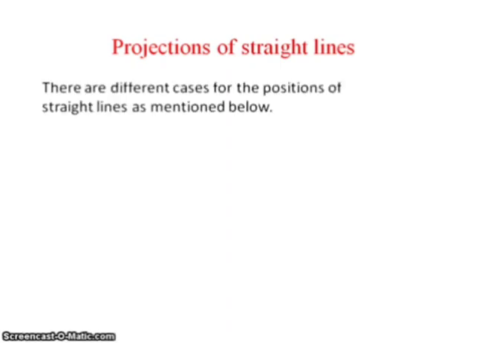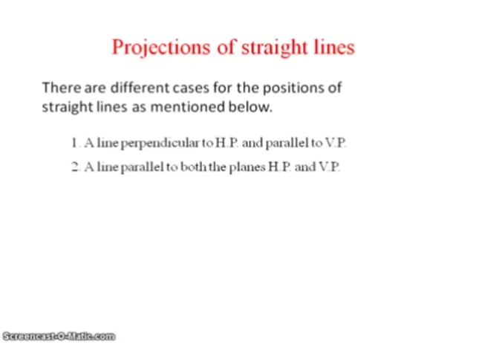And here there are various positions for the straight lines placed in the first quadrant. So there are different cases for the positioning of straight lines as mentioned below. The first one is a line perpendicular to the horizontal plane and parallel to the vertical plane. That means the position of the line is with respect to the horizontal plane and vertical plane. The second one is a line parallel to both planes, horizontal plane and vertical plane. So in this condition, how will the front view and top view be?